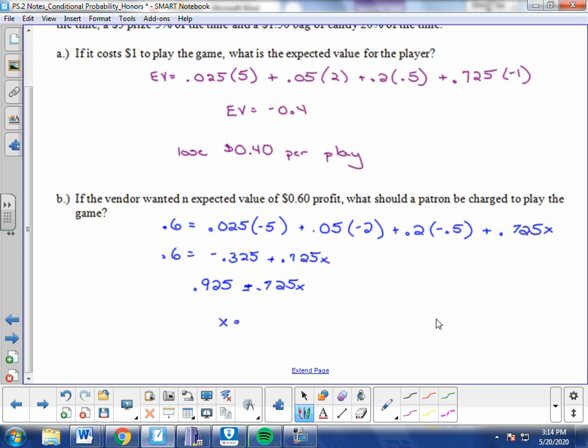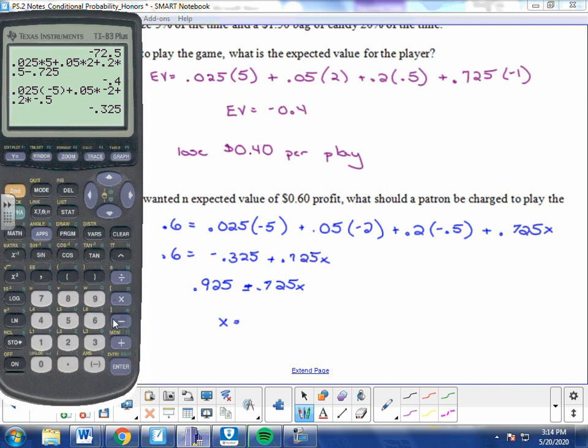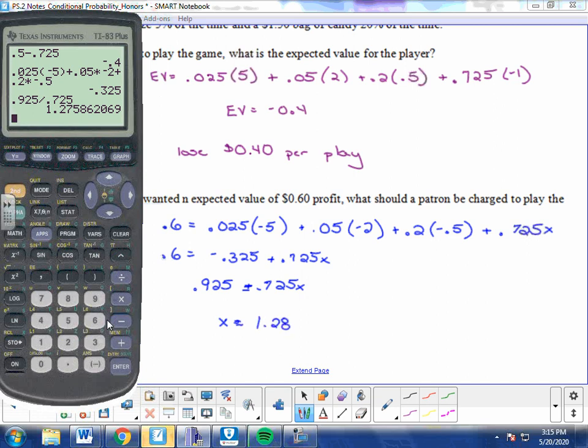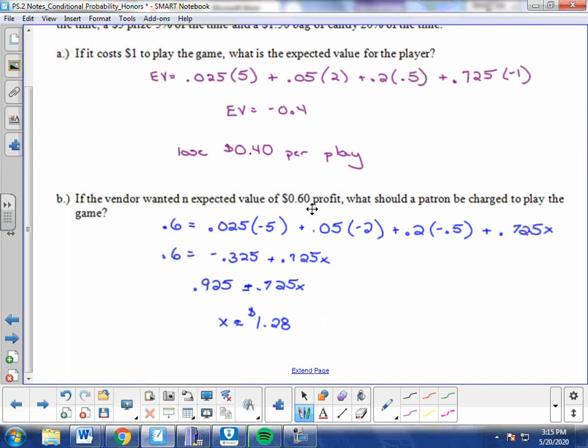And so if I take 0.925 divided by 0.725, I would get approximately $1.28 here. So what should a patron be charged to play the game? If I want that expected value of 0.6, or a 60-cent profit every time they play, about $1.28.